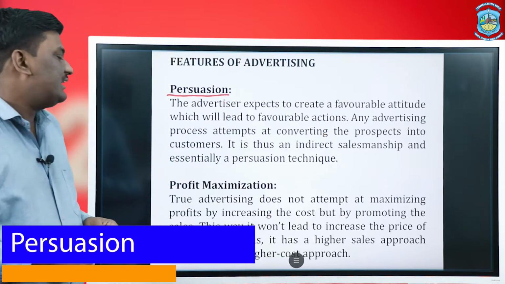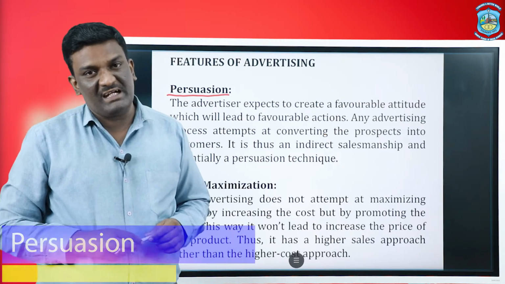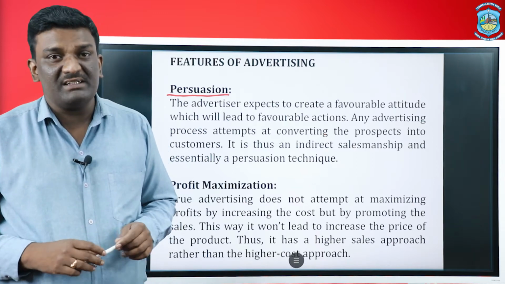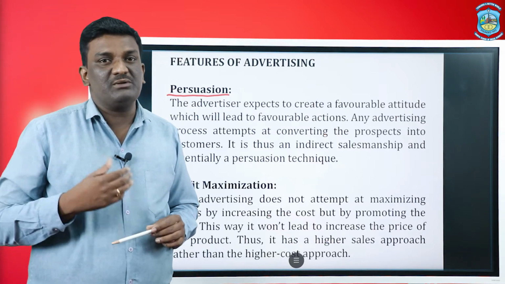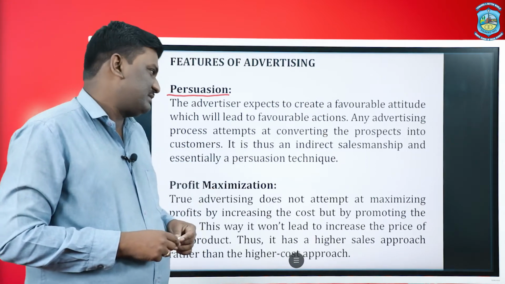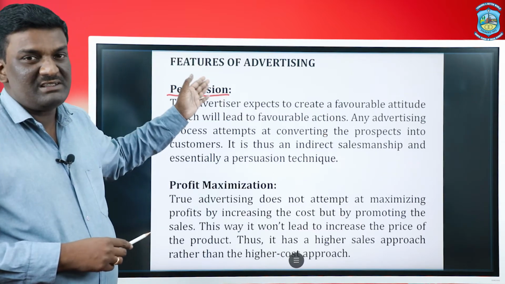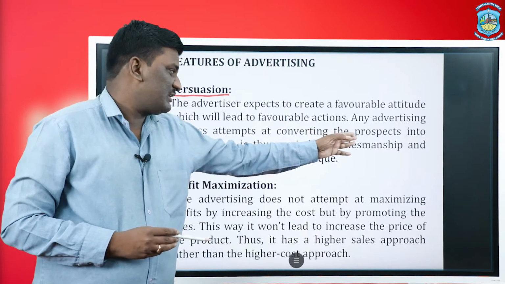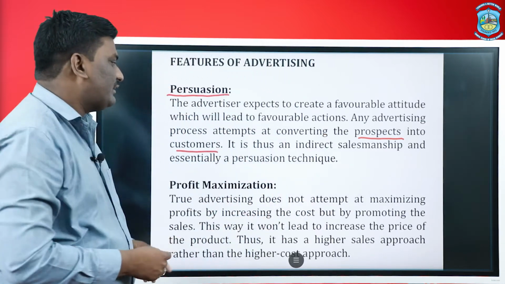Next feature of our advertising is persuasion. Now what does it mean? The advertiser expects to create a favorable attitude which will lead to favorable action. We make our advertisements in such a way that the person should get influenced, should get attracted to that particular advertisement and should be converted into a customer. Any advertising process attempts to convert prospects into customers. So the overall goal of making an advertisement is converting those people who are there in that particular media from a prospect to a customer. This is our basic objective whenever we are doing this particular process.